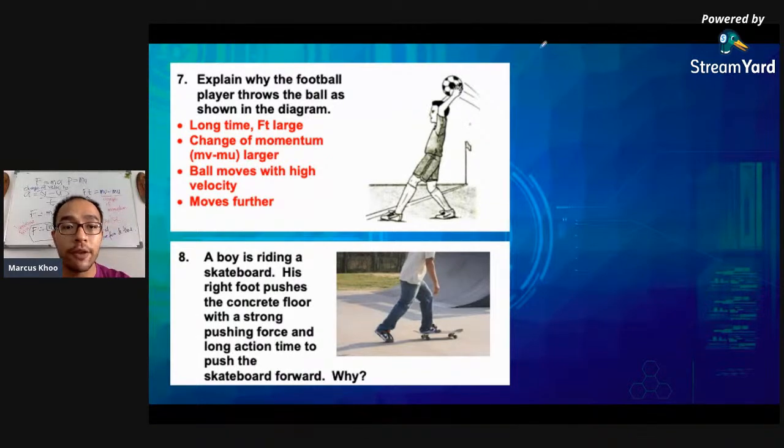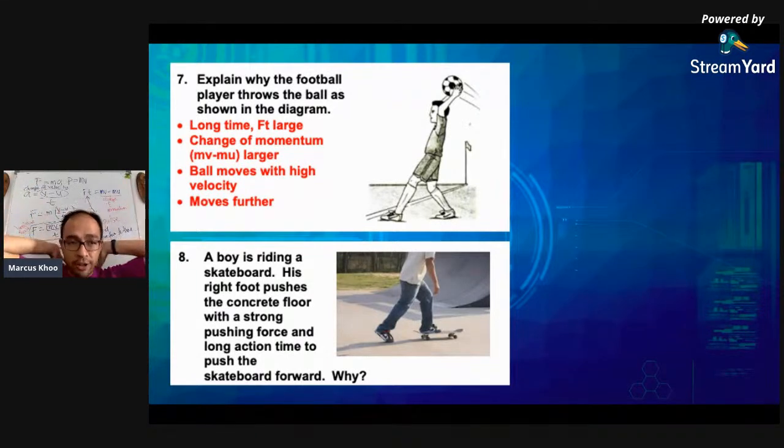If he throws the ball from just above his head, like that, without putting his hand at the back, he's not going to be able to throw it very far. If you play football and you're the person who always throws the ball in, you know this: you need to put your hand back so that you increase the amount of time you're putting force on the ball. If you just throw from above the head, the time is very short, so your impulse is very small. The change in momentum is very small, so you cannot go further.